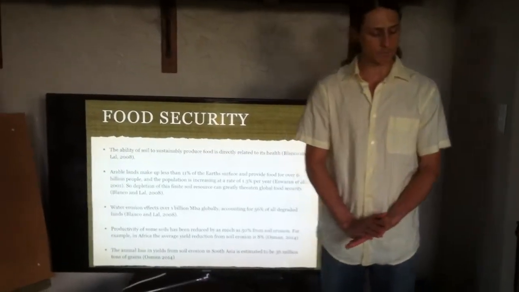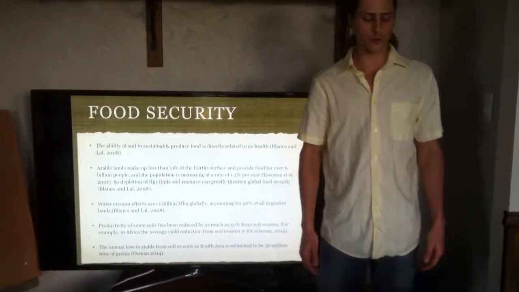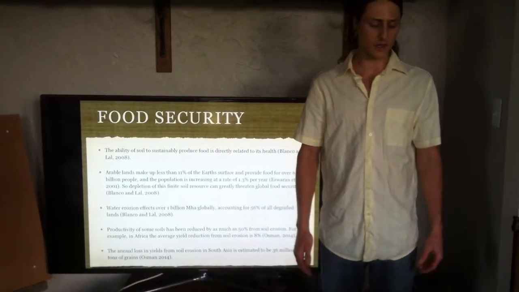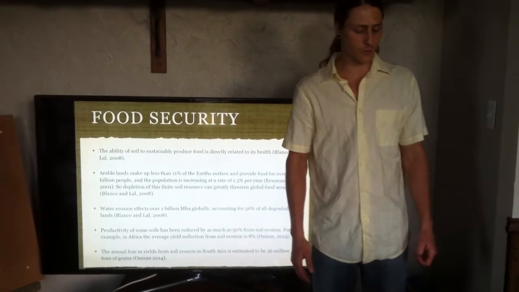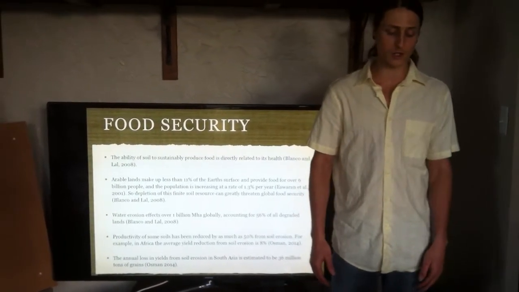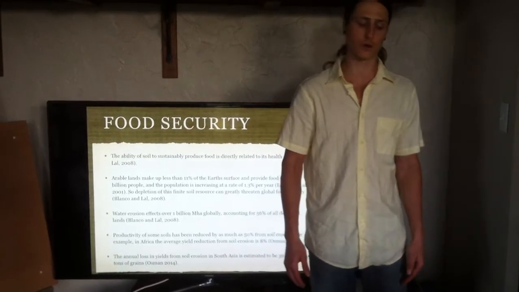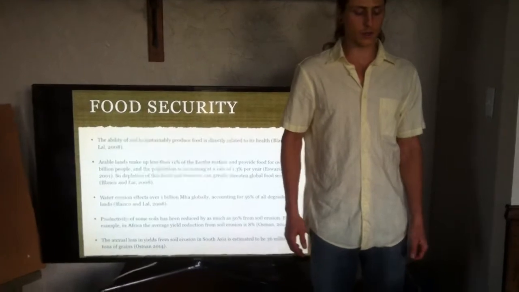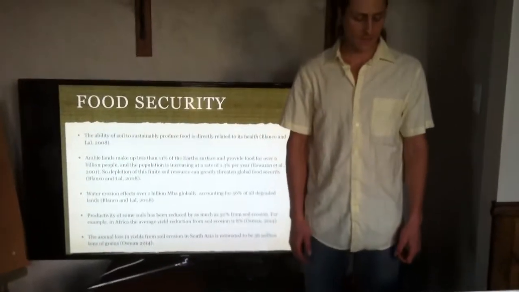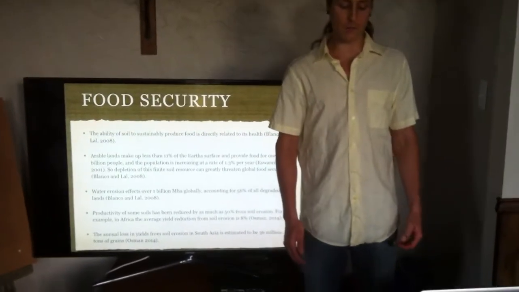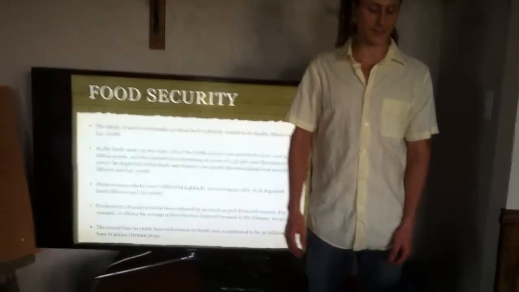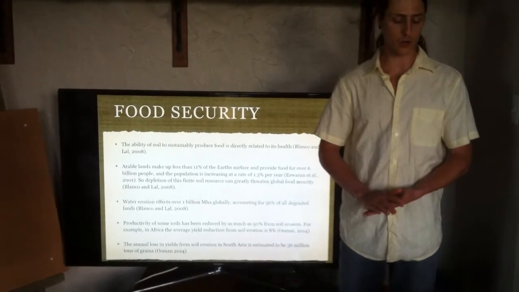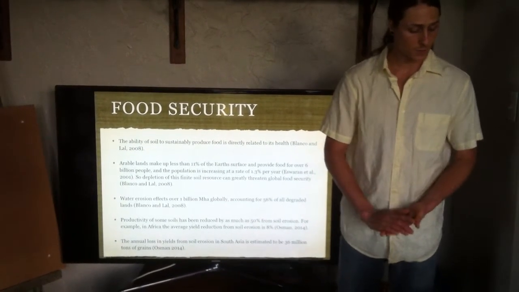So, food security. The ability of soil to sustainably produce food is directly related to its health. Arable land makes up less than 11% of the Earth's surface and provides food for over 6 billion people, and the population is increasing at a rate of 1.3% per year. So depletion of this finite soil resource can greatly threaten global food security. Water erosion affects over 1 billion megahectares globally, accounting for 56% of all degraded lands. So water erosion is the main type of erosion that degrades lands.